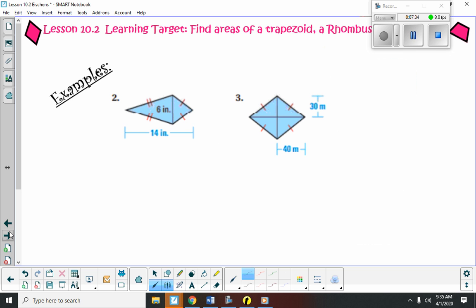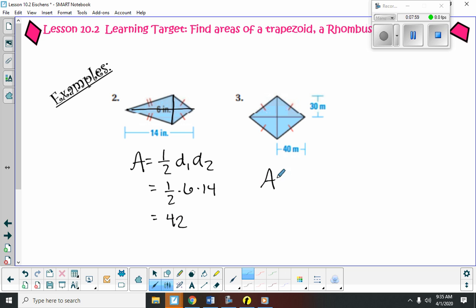All right, here's another one. This time we have a kite. So again, find the area, 1/2 D1 D2. Okay, so one of the diagonals is 6. The other one is this length, which is 14. And that gives you 42.